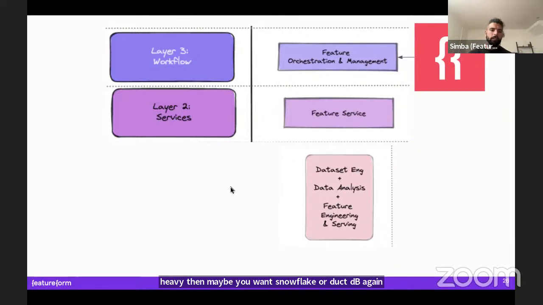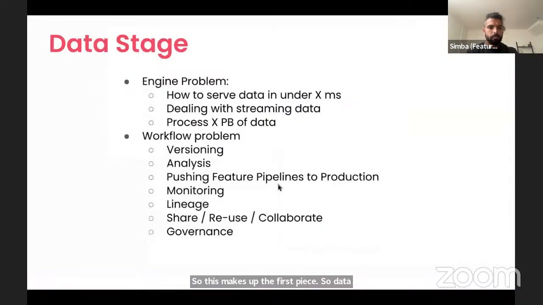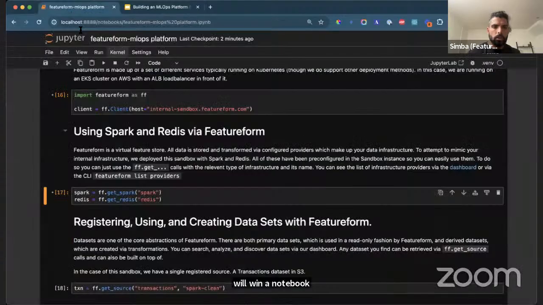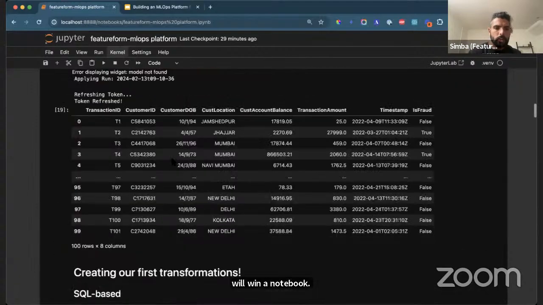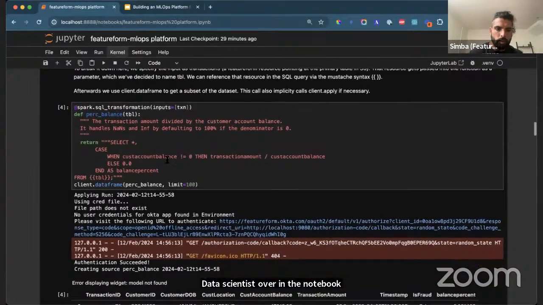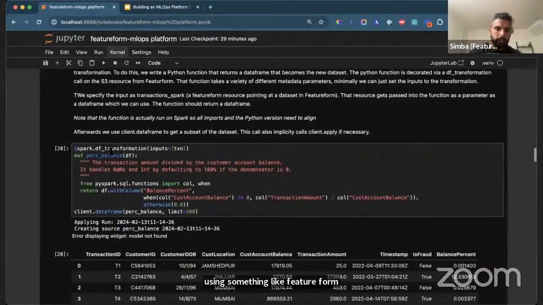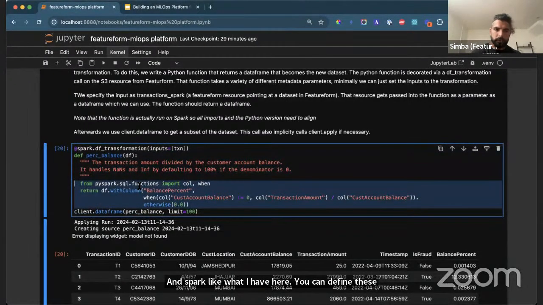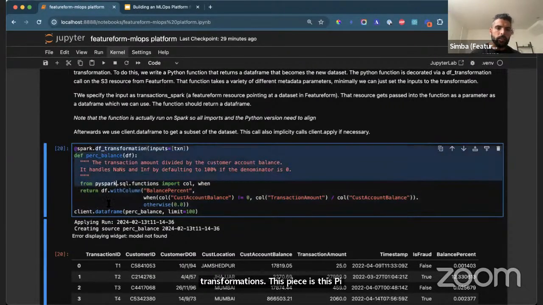So this makes up the first piece. So data scientists within a notebook. Data scientists within a notebook like this, if we're using something like feature form and Spark, like what I have here, you can define these transformations. This piece is just PySpark, so this is Spark specific. And then feature form is kind of the framework.